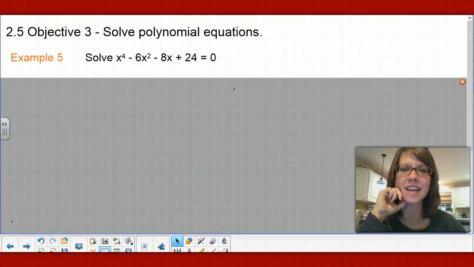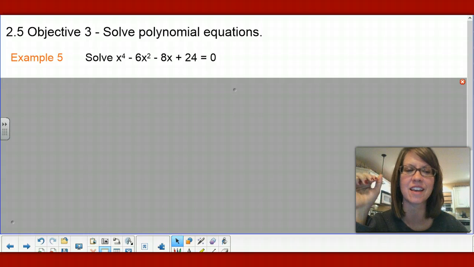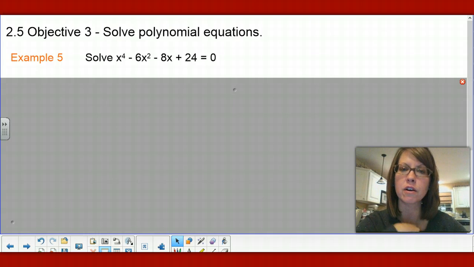All right, guys, let's see if we can get through a few more examples in our next 15 minutes together. I really don't want to make these longer than they need to be, but I know that there is some really important information that you need to hear spoken as well as see written in your book. So 2.5 objective 3 is solve polynomial equations.